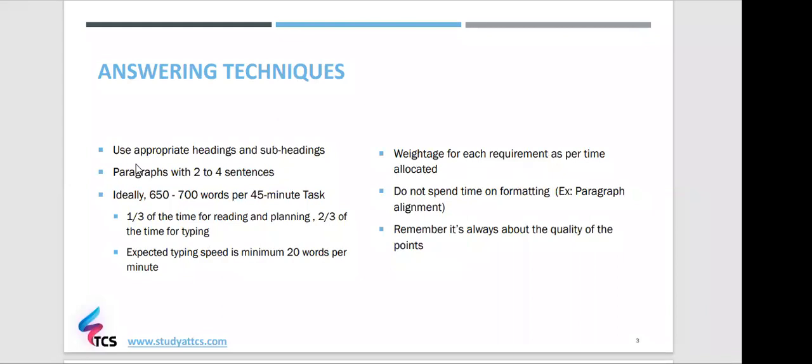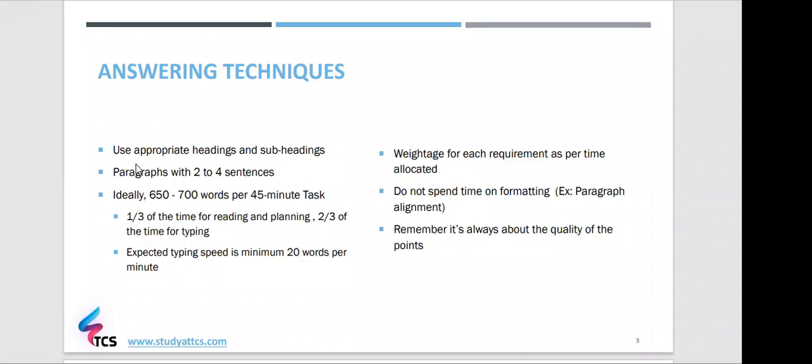So when providing answers, first things first, you need to use appropriate headings and subheadings. I will be talking about how to develop these headings and subheadings later on, but let me give a synopsis of what you are supposed to do. Under each main task in your exam, you would see 2 or 3 subtasks. For each subtask, you need to come up with a main heading, and under the main heading, if you feel that you need to further subdivide your answer, then you are invited to come up with subheadings.